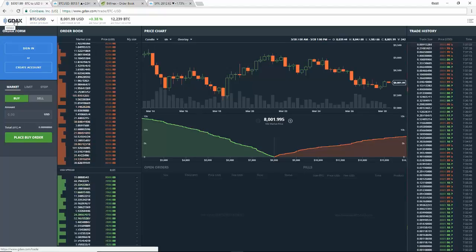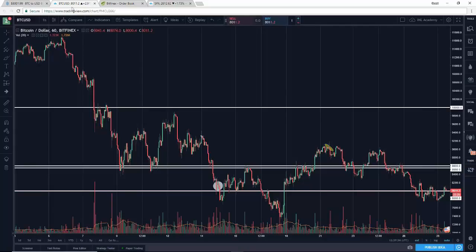Recognize that the GDAX exchange owned by Coinbase, when we're looking at TradingView, it has a little bit of a difference in price when we consider what's happening on Bitfinex. $8,001.99 for GDAX, $8,011.20 on Bitfinex. That little bit of a discrepancy in the price. It's because it's two different pieces of information.